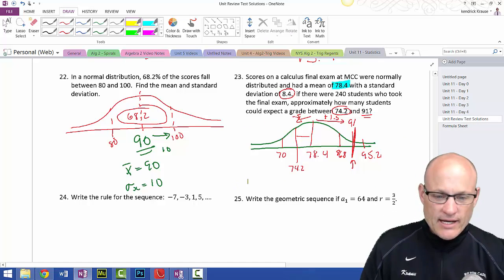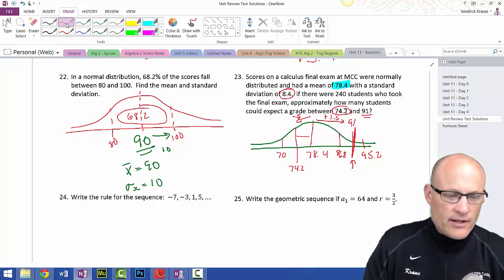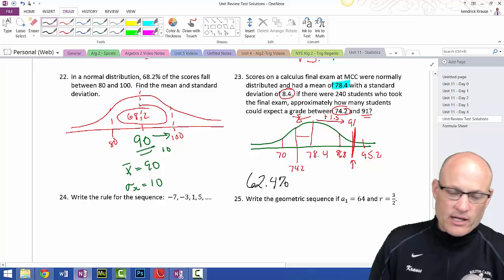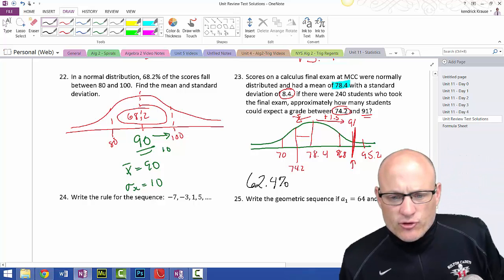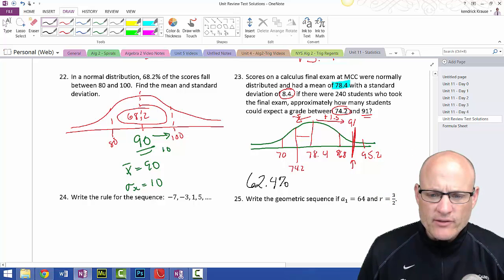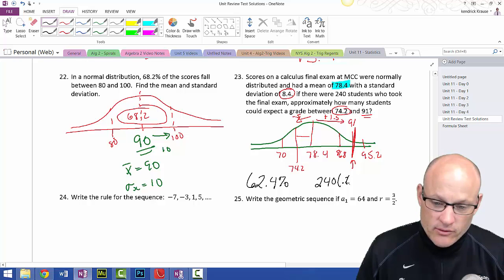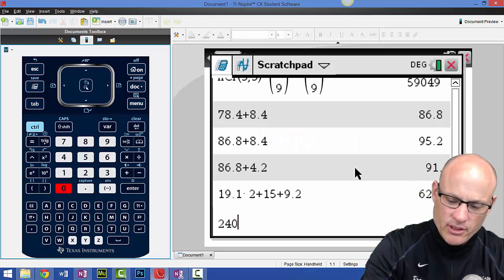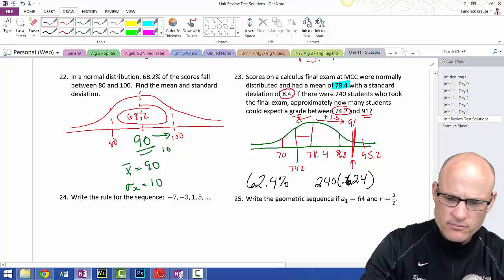So I have 62.4% in that area. Now, I'm not sure if I'm done. If there are 240 students who took the final exam, approximately how many students would I expect to pass? Oh, so now I have to take 240 and multiply it by 0.624. So 240 times what was it? 0.624.